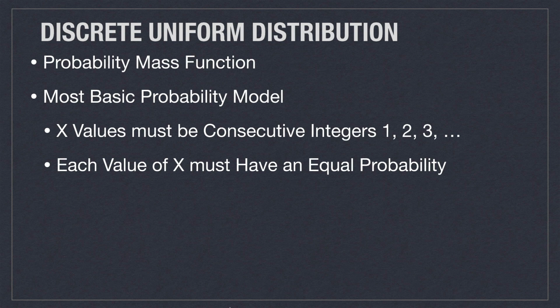And now we're going to talk about something called discrete uniform distribution. Now, a probability mass function is going to assign probabilities to random variables.